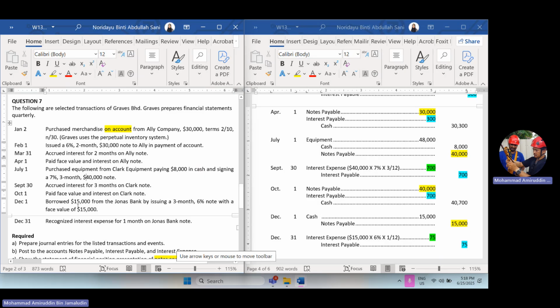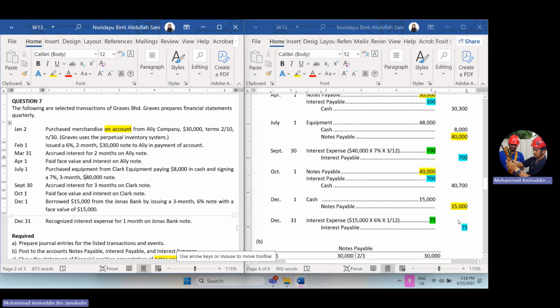December 1st, borrowed 50,000 from the Jonas Bank by issuing a 3-month 6% note with a face value of 15,000. So debit cash, credit notes payable. You see everything is repetition for this question. If you get the gist, it is so easy for you to get 15 to 20 marks in the final.